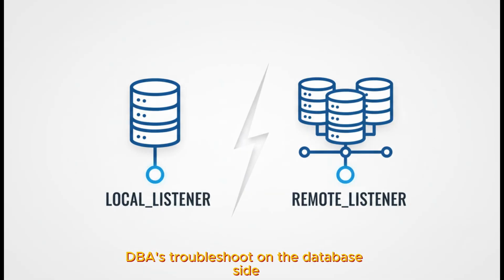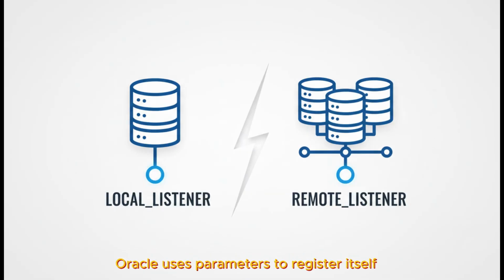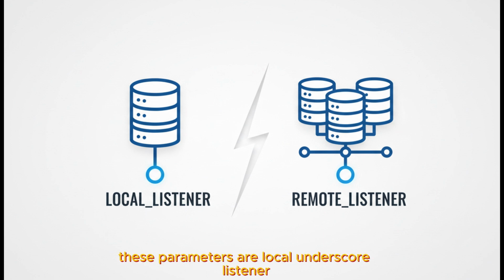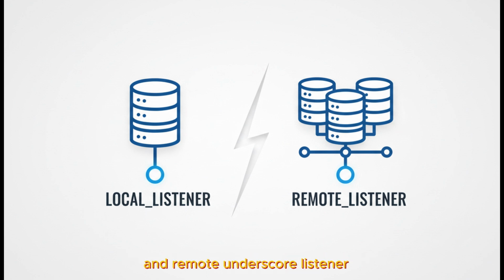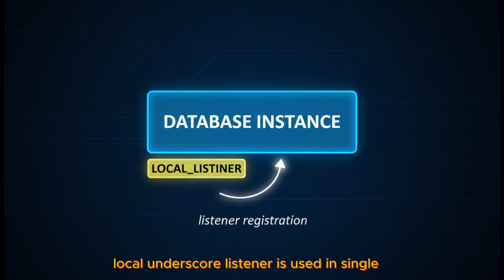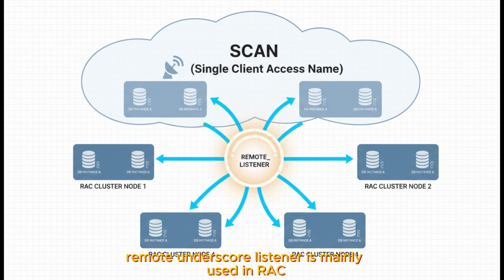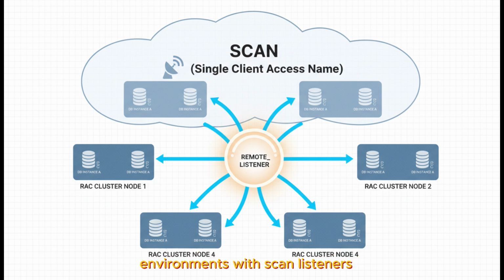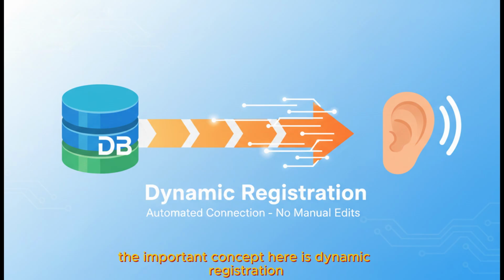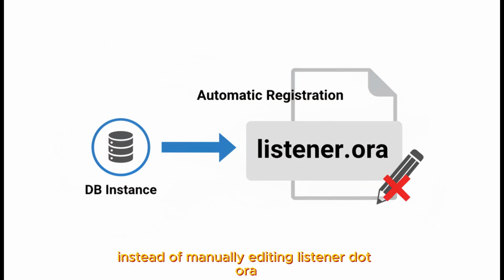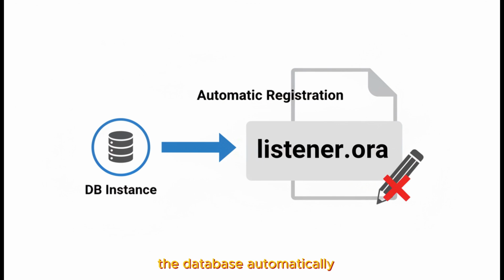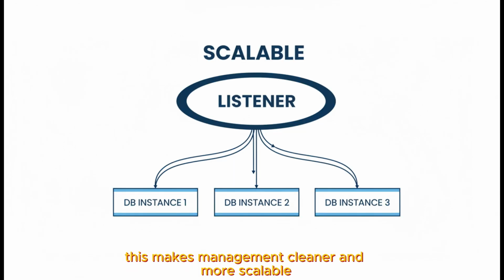On the database side, Oracle uses parameters to register itself with the listener. These parameters are local_listener and remote_listener. Local_listener is used in single-instance environments or to define the local node in RAC. Remote_listener is mainly used in RAC environments with SCAN listeners. The important concept here is dynamic registration. Instead of manually editing listener.ora, the database automatically registers its services with the listener. This makes management cleaner and more scalable.